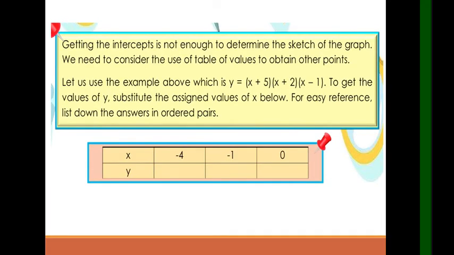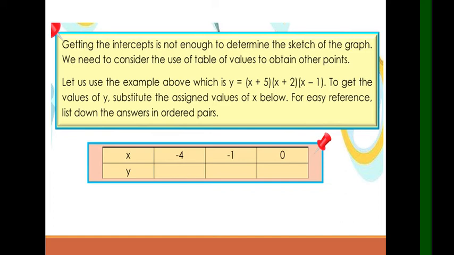Getting the intercepts is not enough to determine the sketch of the graph. So, we need to consider the use of the table of values to obtain the other points. So, kasi kulang pa yung mga points natin. So, we have only 4 points now. Now, let us use the example above, which is y equals x plus 5, x plus 2, and x minus 1 as the factors of our given polynomial. To get the values of y, substitute the assigned values of x below. For easy reference, list down the answers in ordered pairs.